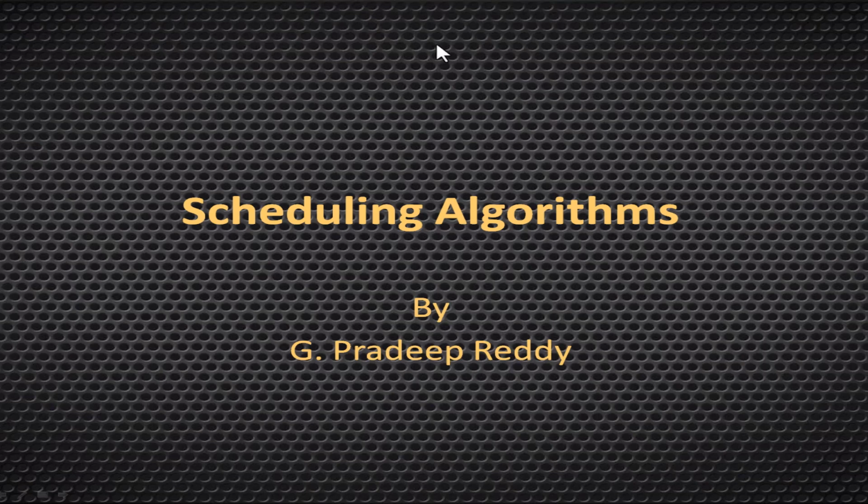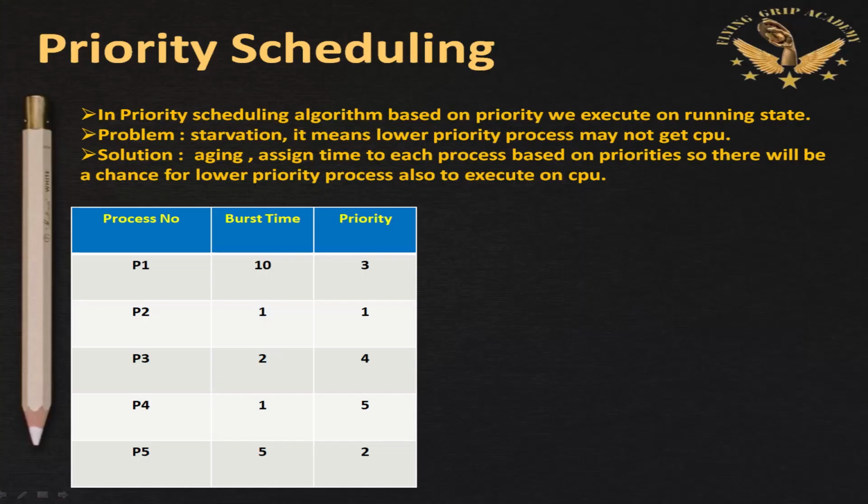Hi, today we are going to discuss scheduling algorithms, which is the priority scheduling algorithm. Given different priority levels, based upon these priorities, we are going to schedule the processes. In the priority scheduling algorithm, based on priority we execute in a running state.